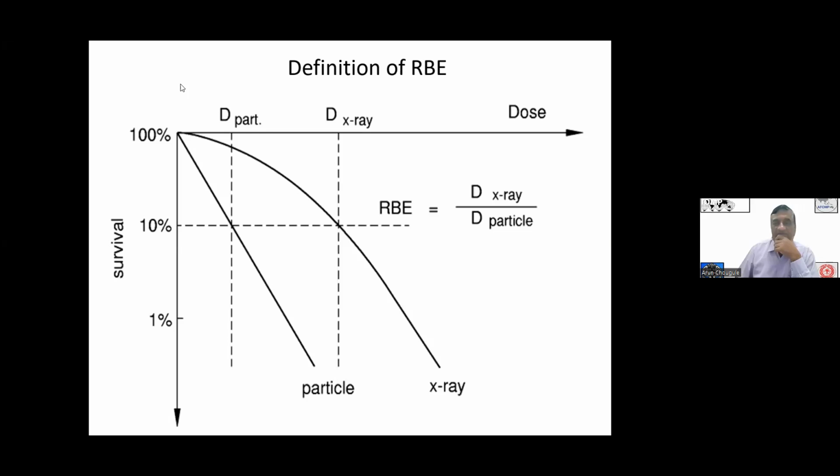Now again, here you can see the determination of the RBE. With radiation, we are giving X-rays, and also particle therapy. For 10% survival, the dose required by the particle therapy is this much, but for X-rays the dose required is much, much higher. So the dose required by X-rays is higher, and the dose required by particle therapy is less. So the RBE is always more than 1 for particulate radiation. For X-rays, it is taken as 1.